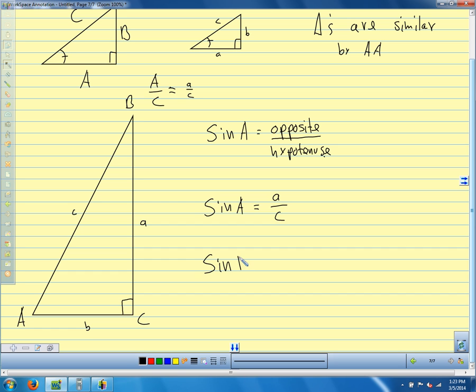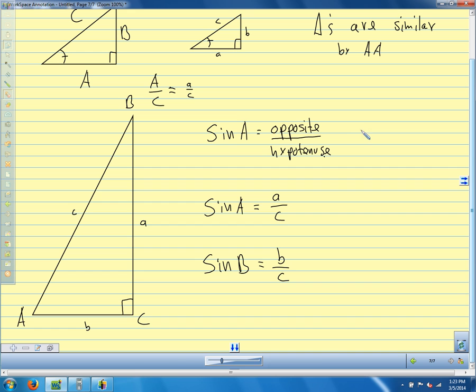So let's look at sine B. Here's angle B. What side is opposite angle B? Side B. Opposite over hypotenuse. And if we know this particular angle, that ratio is always going to be the same no matter how big or small the triangle is. So that's our first special trig ratio. We call the sine a trig ratio.